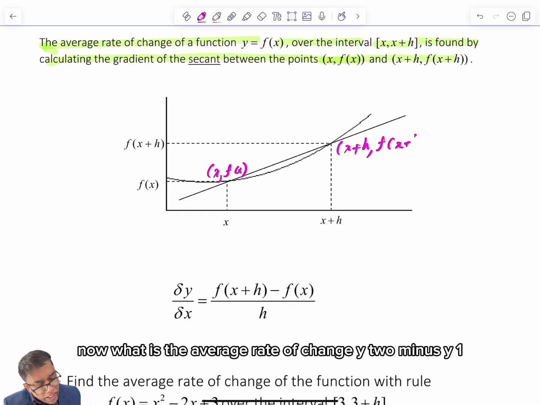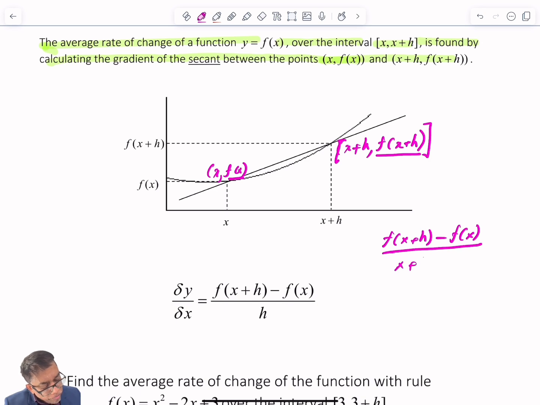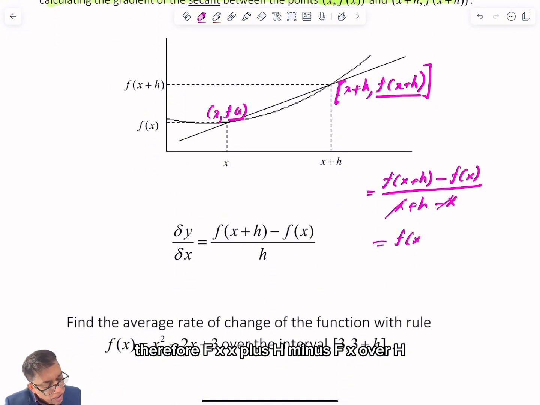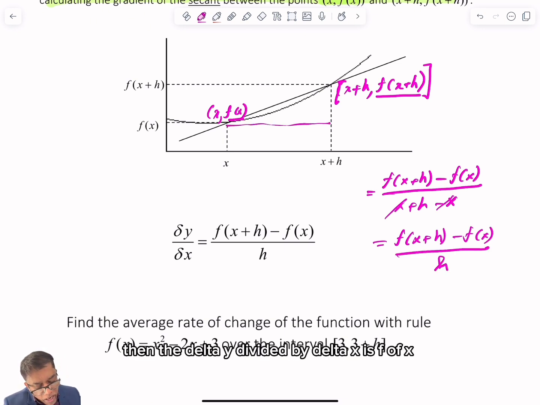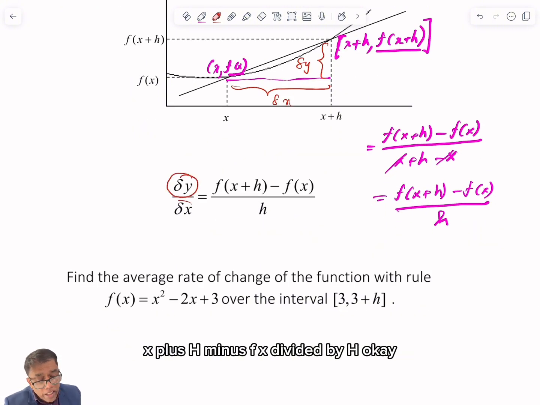Now what is the average rate of change? y2 minus y1. That means f of x plus h minus f of x divided by x plus h minus x. The x and x get cancelled. Therefore, f of x plus h minus f of x over h. If I take the vertical height as delta y and the horizontal distance as delta x, then delta y divided by delta x is f of x plus h minus f of x divided by h.